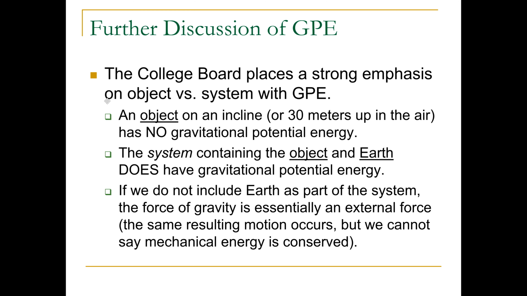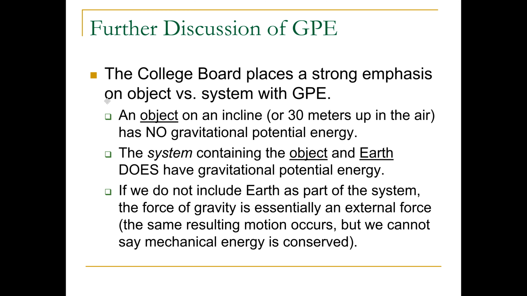The College Board places a really strong emphasis on understanding the difference between looking at an object and looking at a system, especially when we're talking about potential energy and specifically gravitational potential energy. For example, if an object is on a ramp or some distance up in the air, and we're just talking about the object, it has no gravitational potential energy, none. If it's just at rest, it has no energy whatsoever, right? No kinetic, no gravitational potential.